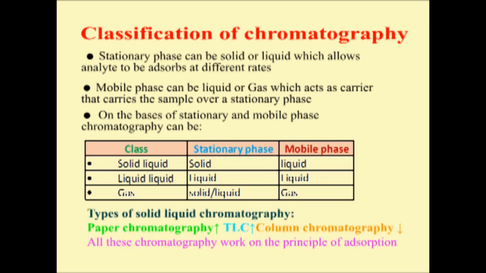Now let us see the types of solid liquid chromatography, that is paper chromatography, TLC and column chromatography. Among these, paper chromatography and TLC are called ascending chromatography and column chromatography is called descending chromatography, because in the earlier two cases mobile phase moves in upward direction and in column chromatography mobile phase moves downward. All these chromatography work on the principle of adsorption.